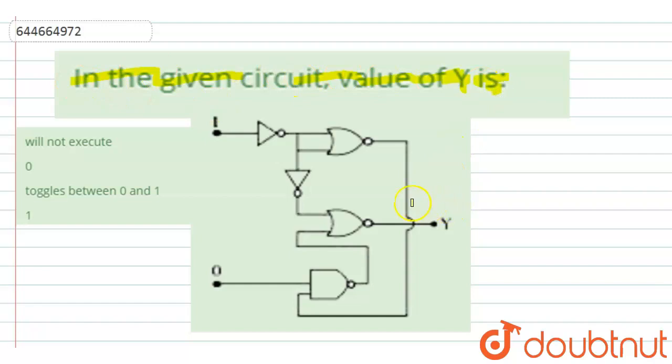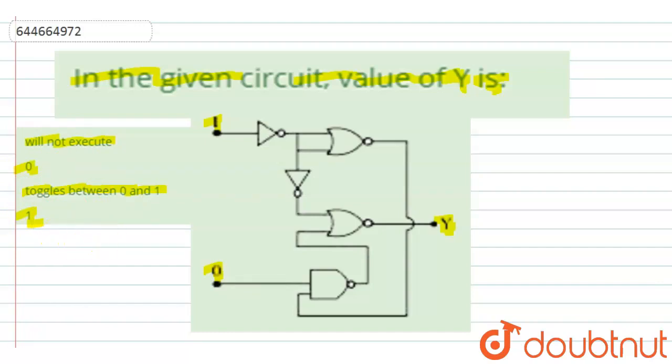The given question is, in the given circuit, find the value of Y. Here we can see Y is the output and we have two inputs, one is 1 and the other is 0. These are the given options: the circuit will not execute, the output will be 0, the output will toggle between 0 and 1, or the output would be 1.